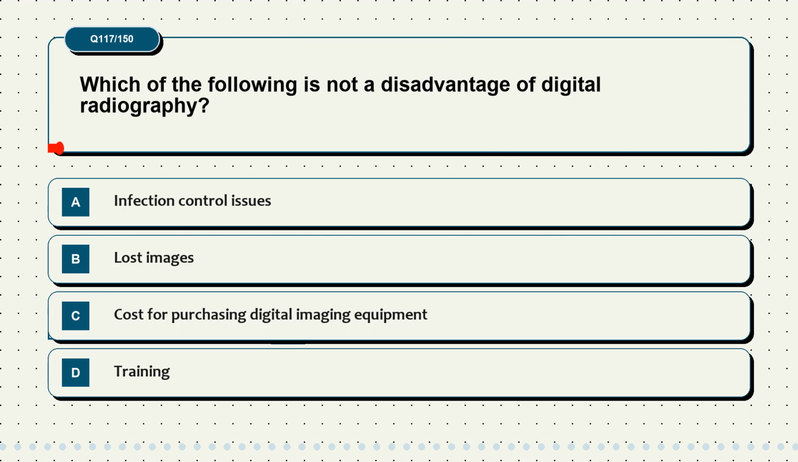Question 117. Which of the following is not a disadvantage of digital radiography? Here are the options. Option A. Infection control issues. Option B. Lost images. Option C. Cost for purchasing digital imaging equipment. Option D. Training.